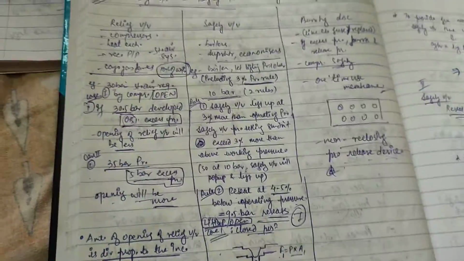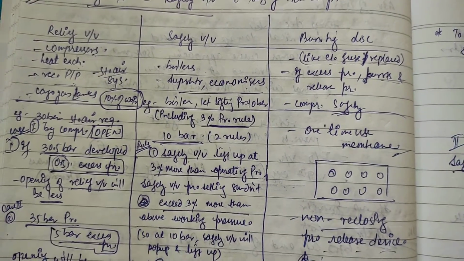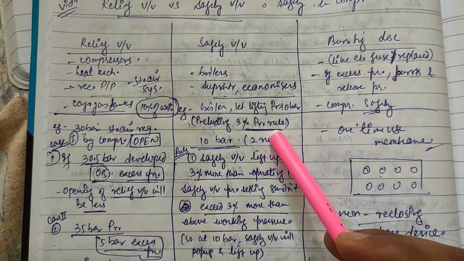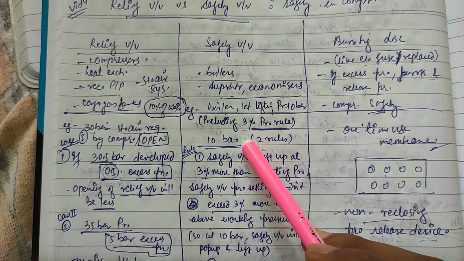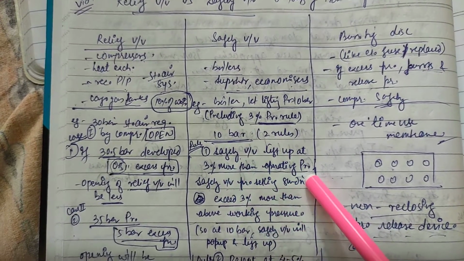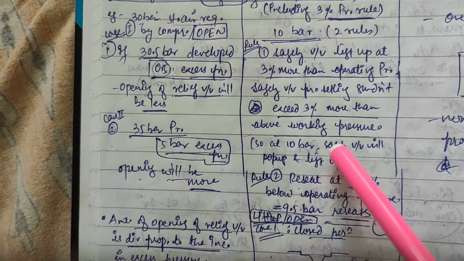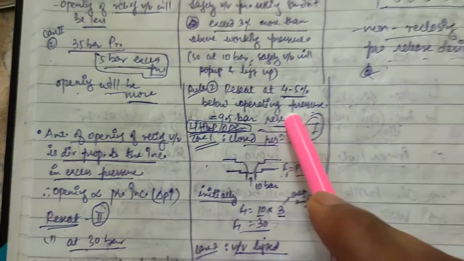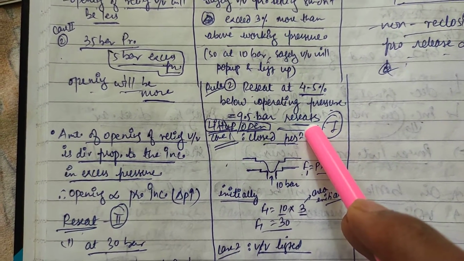Now let's come to the safety valve. We have seen safety valves are used for boilers, superheaters, etc. Generally the rule is the 3% pressure rule. Let's say it should lift at 10 bar, including 3%. The safety valve pressure setting should not exceed 3% above the working pressure. The second is that it reseats at 4 to 5% below operating pressure, which means around 9.5 bar it will reseat.